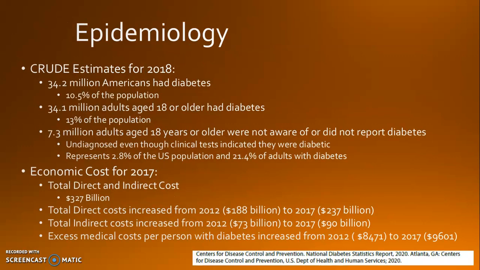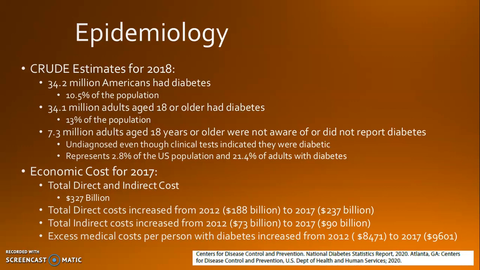And so let's take a little bit of a look. The Centers for Disease Control and Prevention published just this year, just a few months ago, the National Diabetes Statistics Report. They do this every few years. So this is fresh off the press data, the most recent data from 2018. And the crude estimates are that about 34.2 million Americans have diabetes, which represents about 10.5% of the entire population.